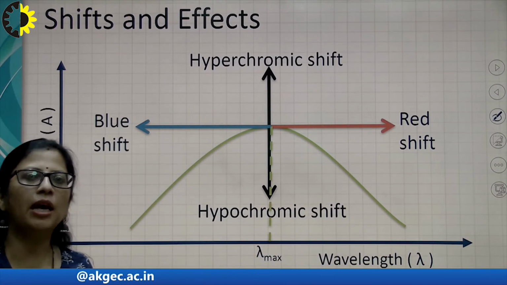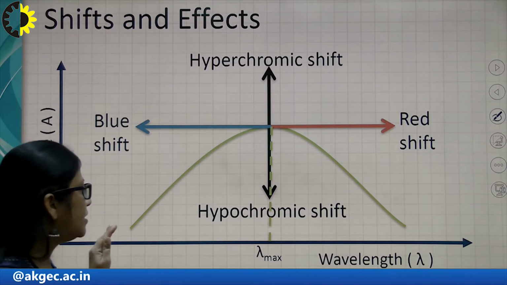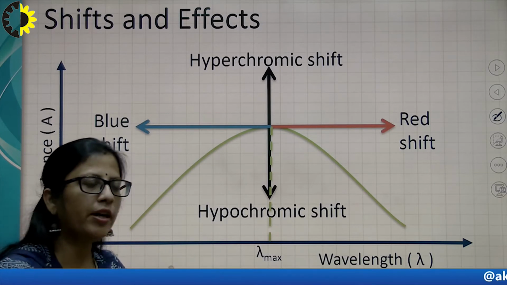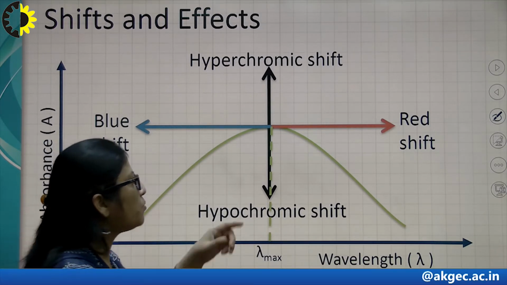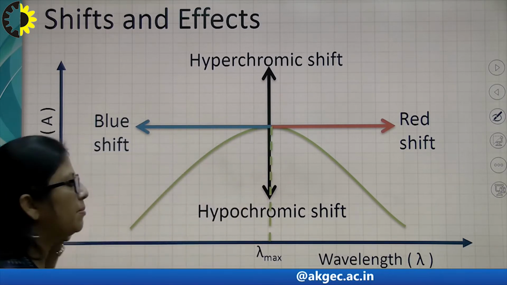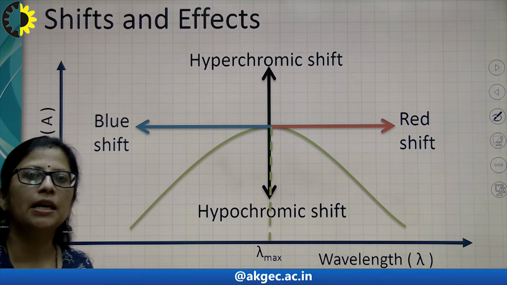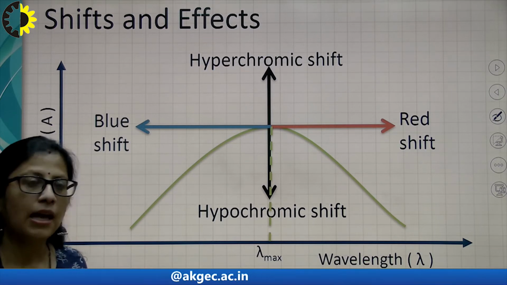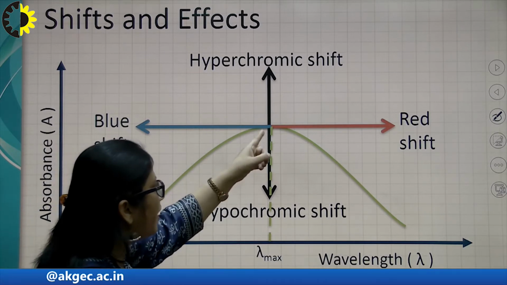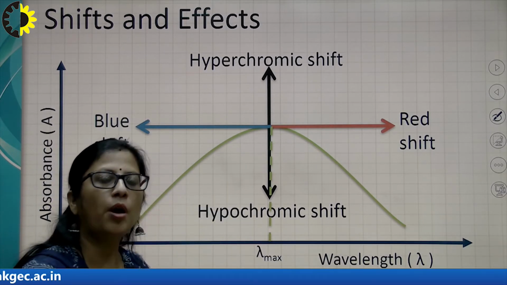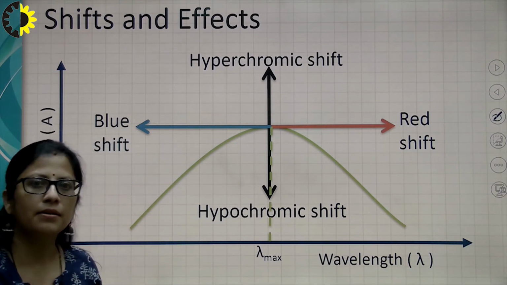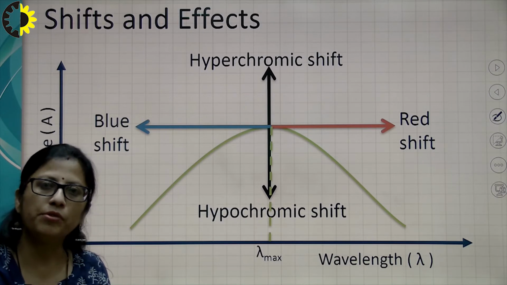For any compound that we want to determine, we study its graph in the entire UV visible range from 200 to 800 nanometers, and there is a position at which it shows maximum absorption. Maximum absorption of light takes place, and that is known as absorption maxima position, and that wavelength at which the absorption maxima is taking place is known as lambda max or the wavelength maxima position.